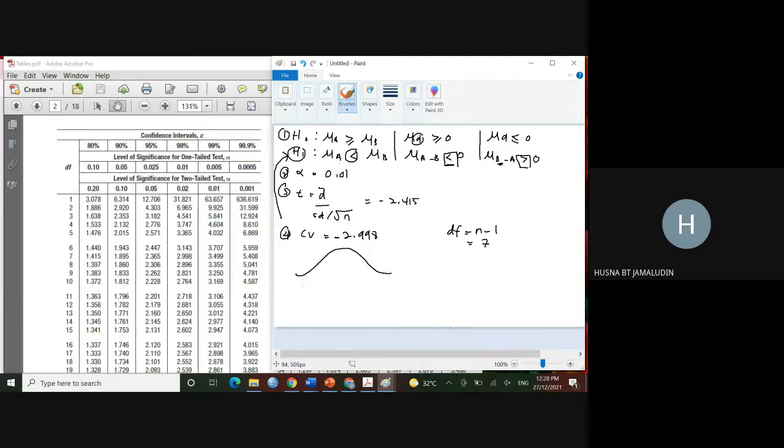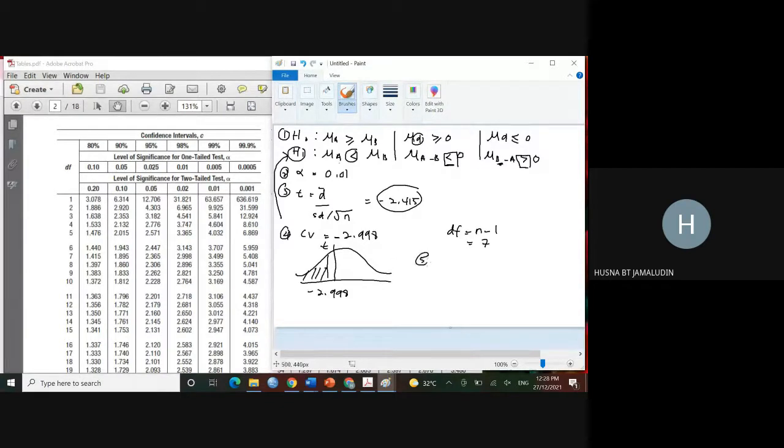So then you will draw your diagram. Where is it? Let's put it here. Negative 2.998. And then where is our t? This one. So where is it? Inside or outside the rejection region? Anyone? Inside or outside? Outside. It's good. It is outside. Negative. Okay, let me just put the t. It should be outside the rejection region because in the middle is 0. Okay, so now it's outside.